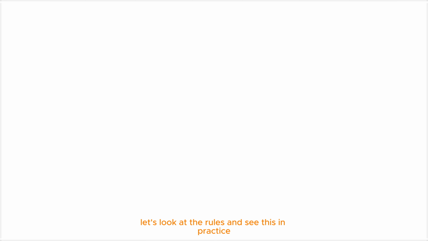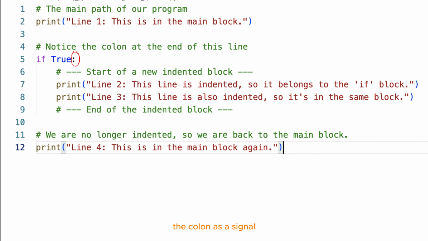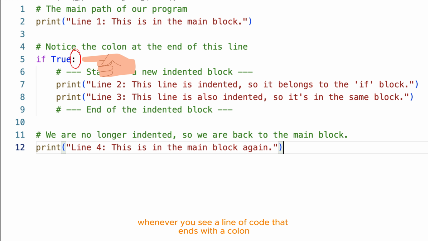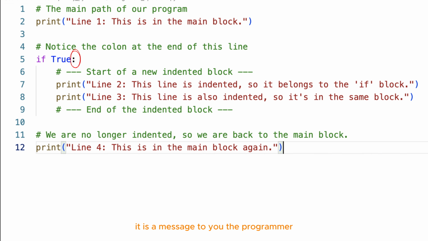Let's look at the rules and see this in practice. I will create a file called indentation.py. First, the colon as a signal. How do we know when to indent? The signal is the colon. Whenever you see a line of code that ends with a colon, it is a message to you, the programmer. It means the line of code that comes after this and belongs to this statement must be indented.